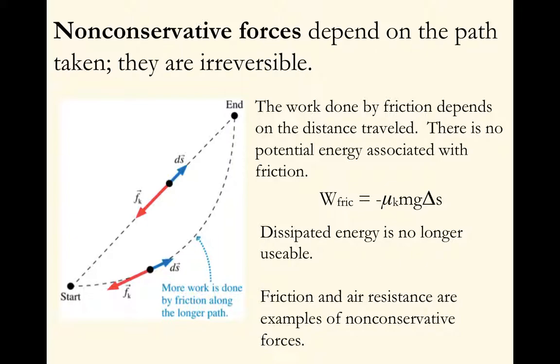Non-conservative forces, on the other hand, do depend on the path taken, they are irreversible. So friction is a great example of a non-conservative force. There's no potential energy associated with friction, right?